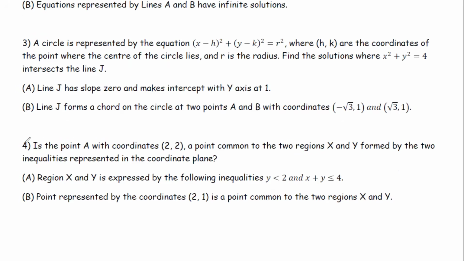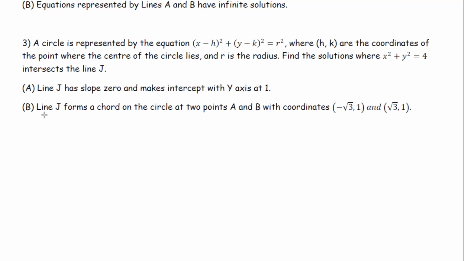Question 3. A circle is represented by this equation, where h, k are the coordinates of the point where the center of the circle lies and r is the radius. Find the solutions where x squared plus y squared equal to 4 intersects the line J. So x squared plus y squared equal to 4 means h is 0 and k is 0, right? That means the center of the circle lies on the origin. And the radius: r squared is 4, so the radius is 2.